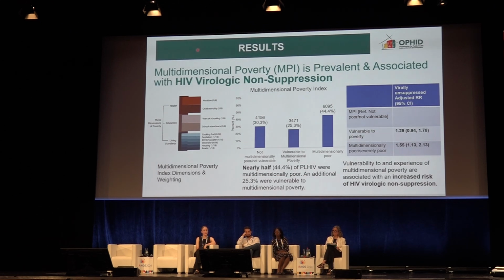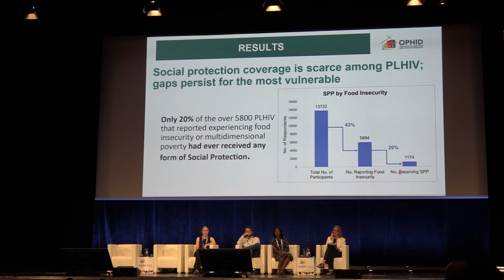To my extreme right, vulnerability to and experience of multi-dimensional poverty are associated with an increased risk of HIV virological non-suppression. Social protection coverage is scarce among people living with HIV, and gaps persist for the most vulnerable. Only 20% of people living with HIV who reported experiencing food insecurity or multi-dimensional poverty had ever received any form of social protection.